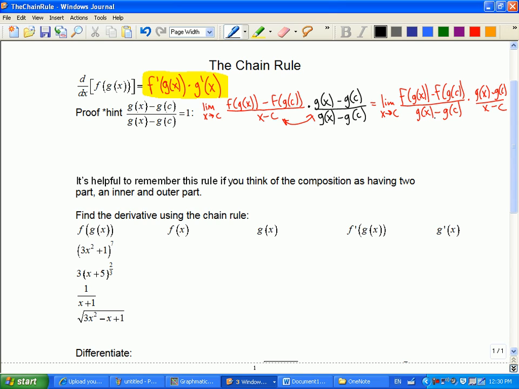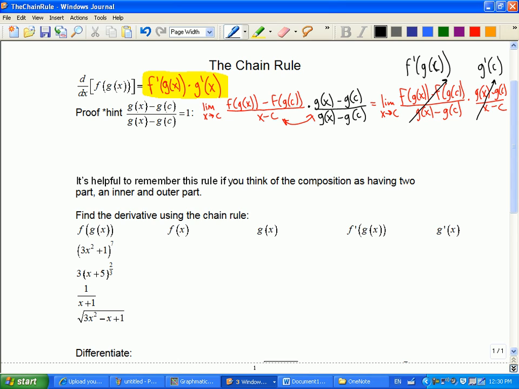Now this piece here is the derivative of f if I was to evaluate it at g of c. So instead of just at plain x, it's the g of x here. So this would be the definition of the derivative of f at g of x. Sorry, for us it's c. And this is just the regular definition of derivative that we worked with before. So it would just be g prime of c. So that's where that pattern comes from.